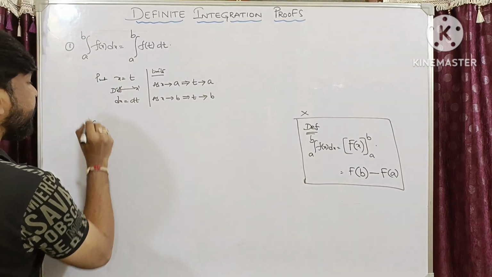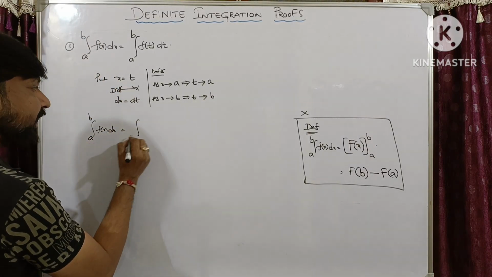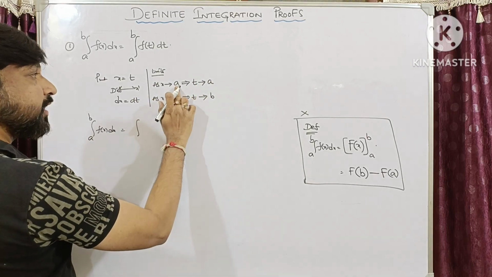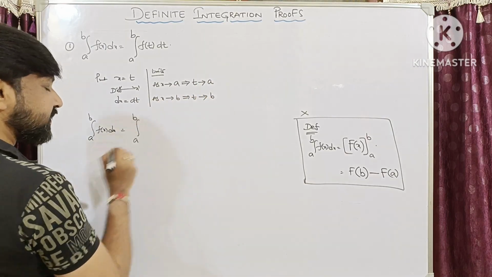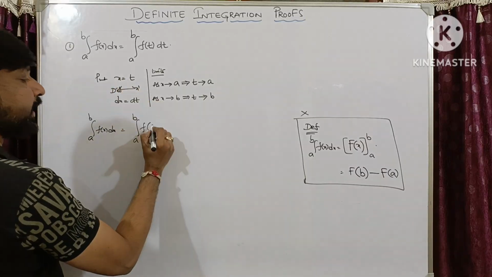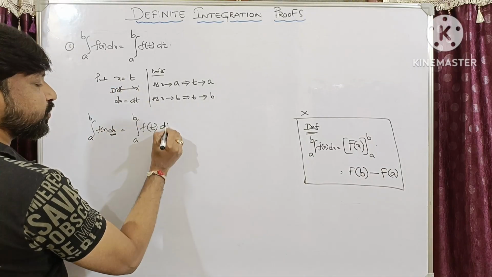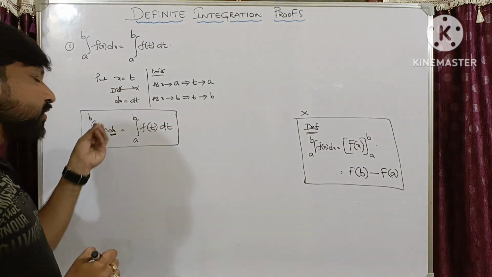So let us take the left hand side. Integral a to b f of x dx is equal to integral a to b. The limits a to b do not change. f of x can be written as f of t, and dx can be written as dt. So that's all the proof. Integral a to b f of x dx is equal to integral a to b f of t dt.